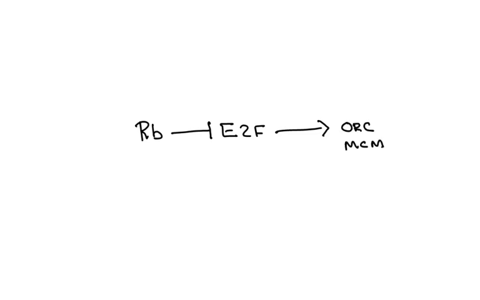At the end of the day, it's one of the first examples of a checkpoint in the cell, a way that a cell stays in a certain state before moving forward, and the way that cell stays in that certain state is by binding E2F to RB.